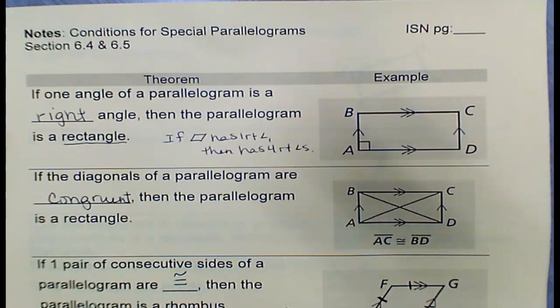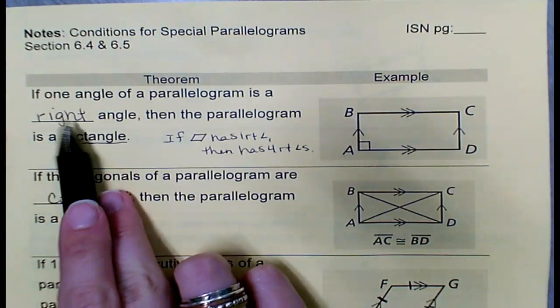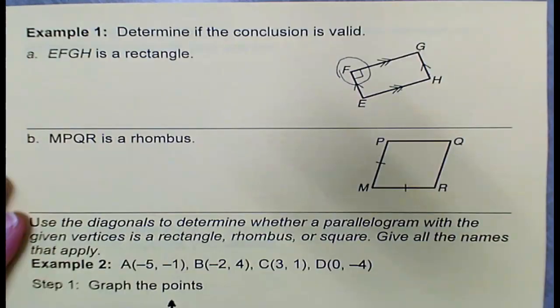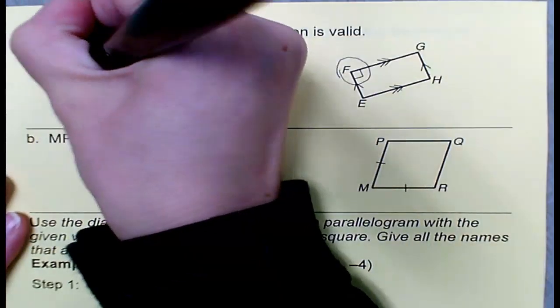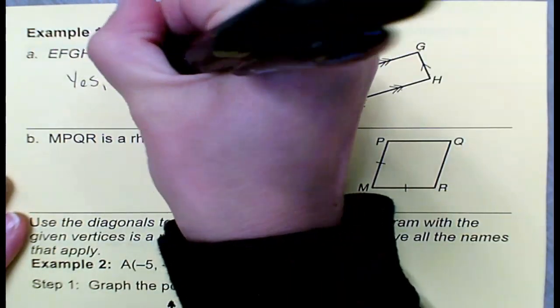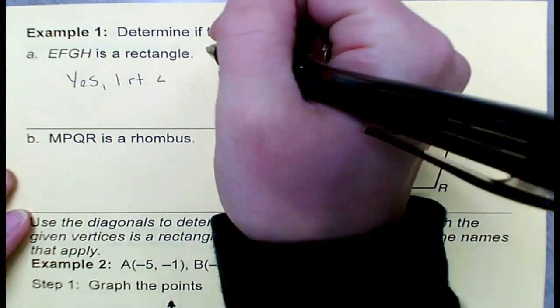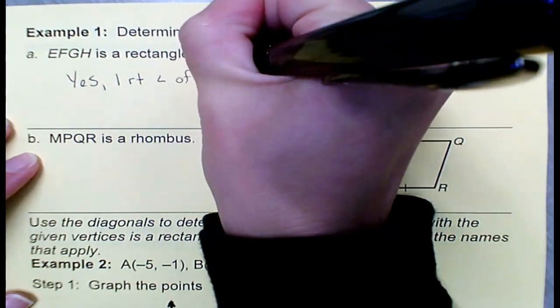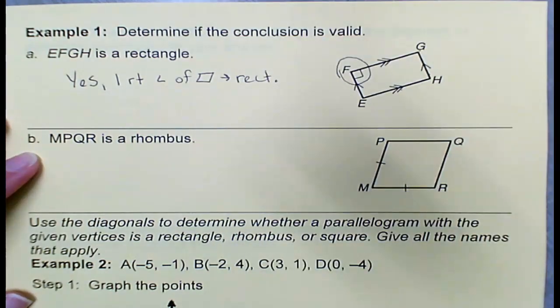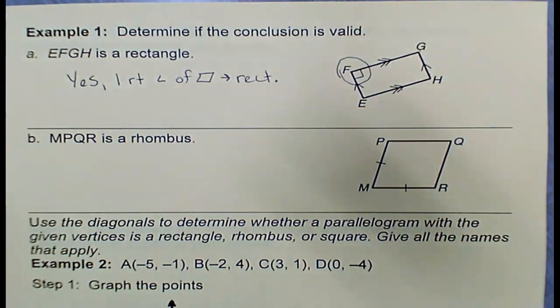I do. That's the first theorem that we talked about today. If one right angle of a parallelogram is right, then that means that all of the angles are right angles, and you have a rectangle. So this is true, yes. So if you have one right angle of a parallelogram, that implies that you have a rectangle. That's just an abbreviation of the first theorem.